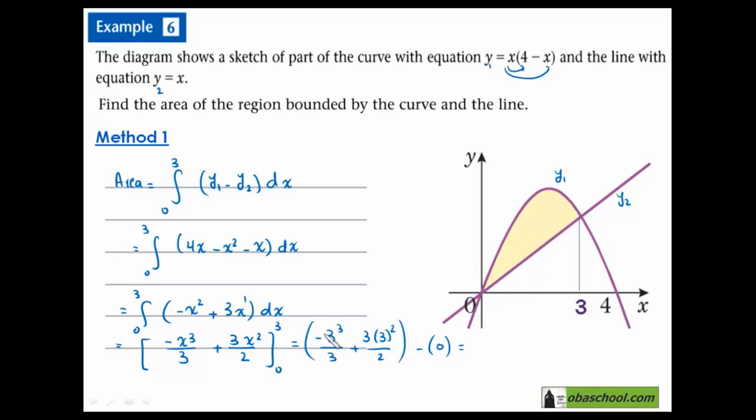That means minus 0. So, minus 27 over 3 plus 27 over 2. So we have minus 9 plus 27 over 2. The common denominator is 2. That means minus 18 plus 27 over 2. The final answer is 9 over 2, or if we want the decimal form, then it is 4.5. So the area between these two curves is 4.5.